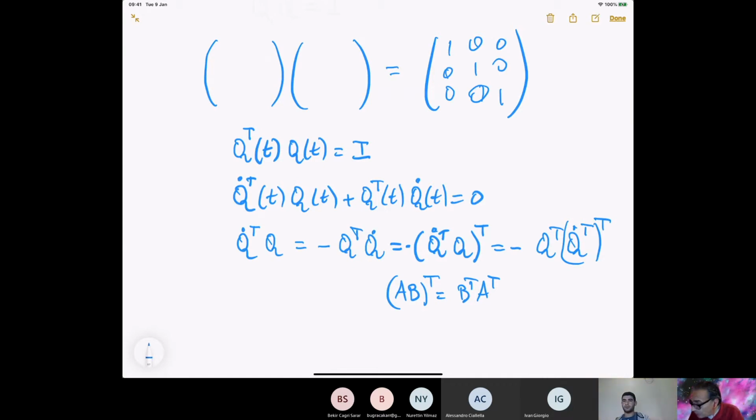Okay, so what do we discover? We discover that this W is equal to minus W transposed. So this matrix is skew symmetric. Okay. Or equivalently, this matrix is skew symmetric.